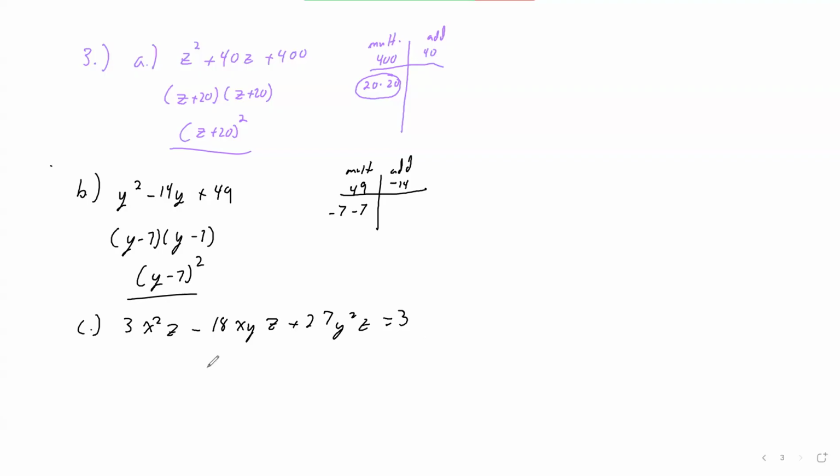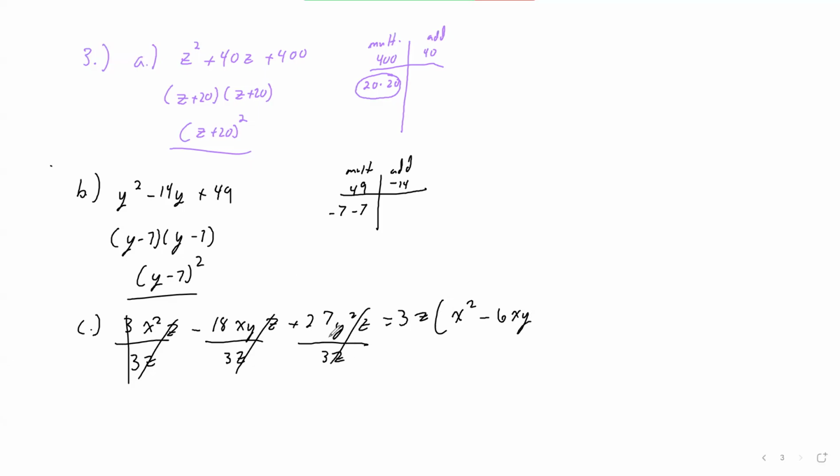Oh, I lied. They do have a z together. So I'm going to pull out a z as well. All right, so now I'm going to divide all of these by 3z. So 3's will go away, z's will go away. I'm left with x squared. Z will go away. 18 divided by 3 gives me negative 6xy.